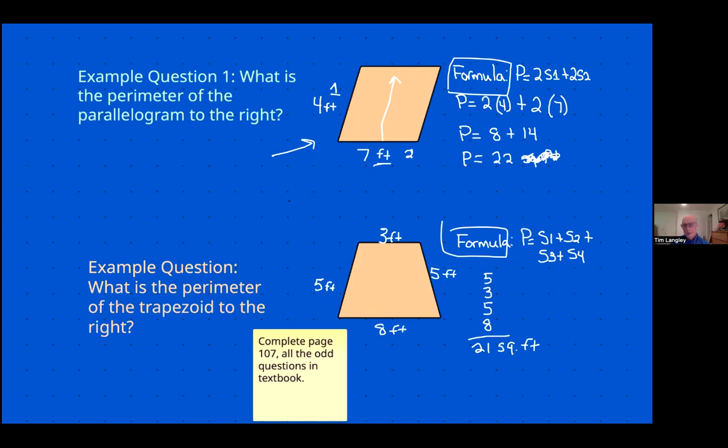That should not say square feet. That should just say feet. Okay, so just to be clear on that, that would be feet, not square feet, because we're talking perimeter, not area here. Okay. All right.